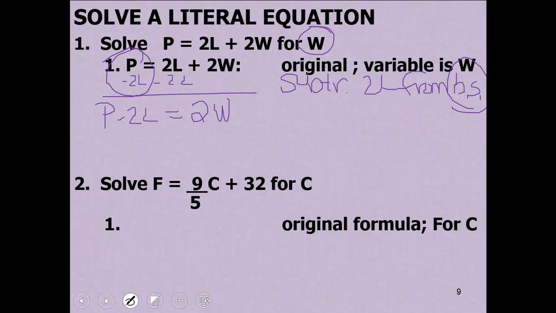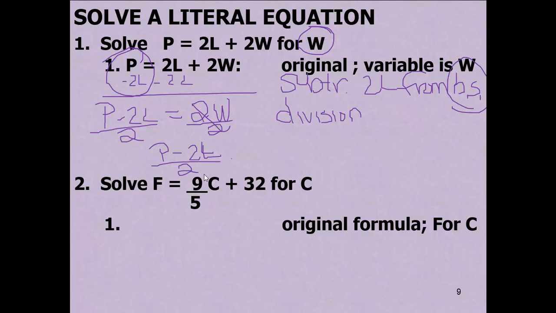All right. So I need a coefficient of 1 in front of that W. So how do I undo that multiplication? I do division. I do division by 2. All right. These cancel, and so I'm left with P minus 2L all over 2 is equal to W.